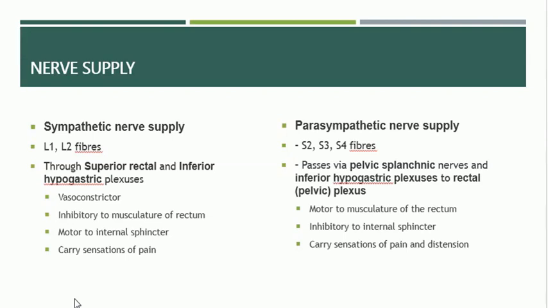So this was all about the surgical anatomy of the rectum. I have told you different aspects: embryology, gross anatomy, then the blood supply of the rectum, and the nerve supply of the rectum. This was the subject of today's lecture.